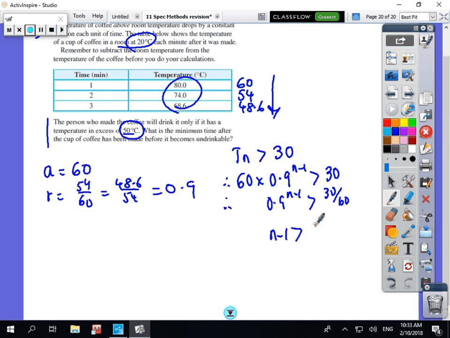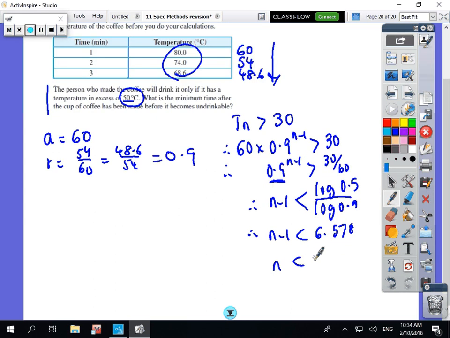And so n minus 1 is greater than, the base is less than 1, so we have to flip the sign. So n minus 1 is less than log 0.5 over log 0.9. I'll just check my calculator. Log 0.5 divided by log 0.9 is 6.578. So n is less than 7.578. So we've got to the nearest minute. What's the minimum time? So the time is 7.5 minutes.